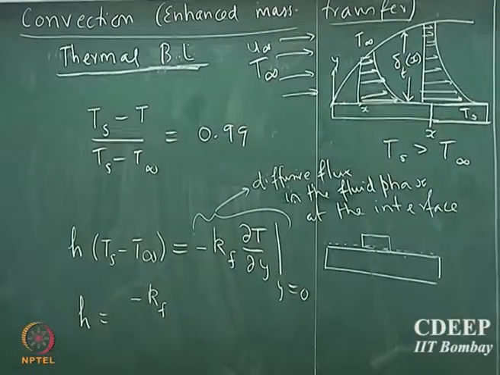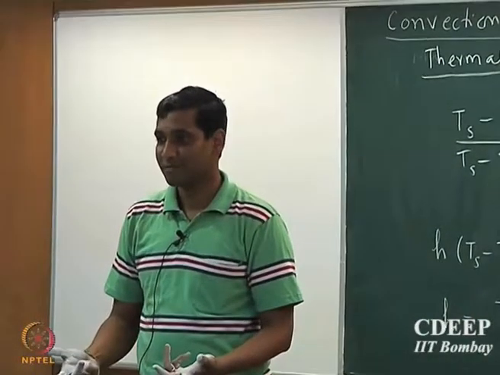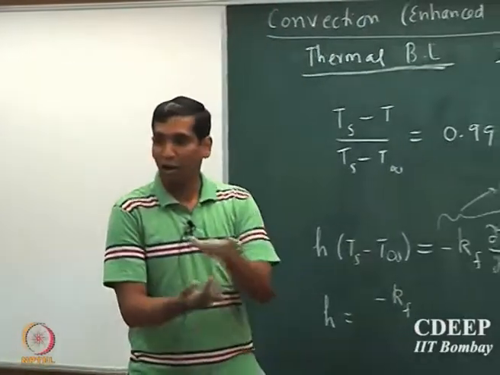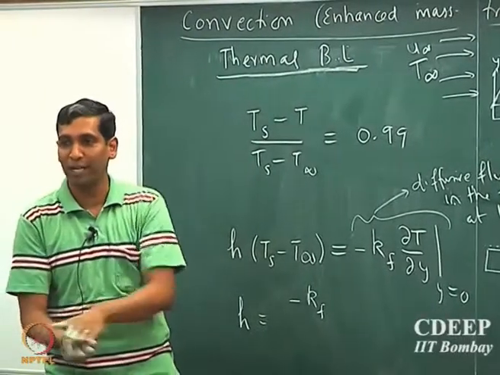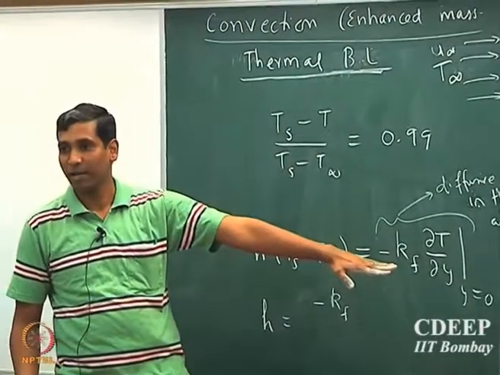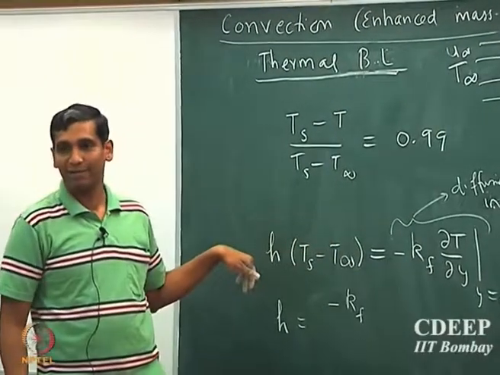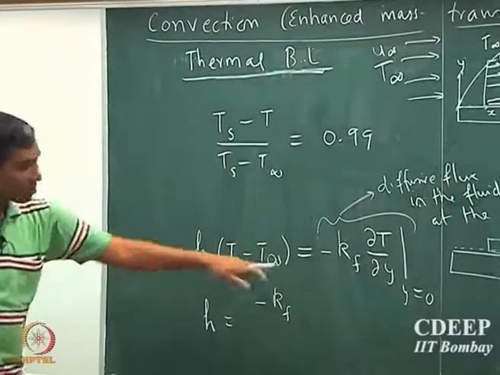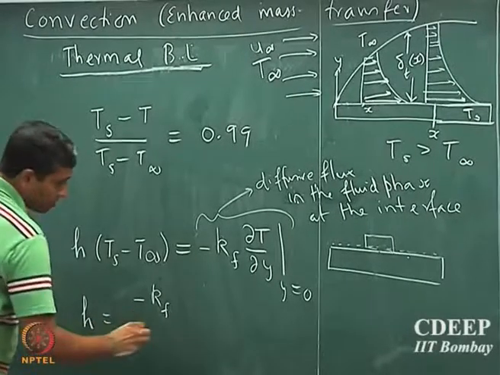So gradients are not equal in two different phases because their properties are different. Their conductivities are different. So the gradients cannot be equal. If they are in contact with each other, their properties are different, and so the gradients cannot be equal. It will be the flux which will be equal, okay. So whatever is the difference in the conductivities will be offset by the gradient for the flux to be equal to each other.